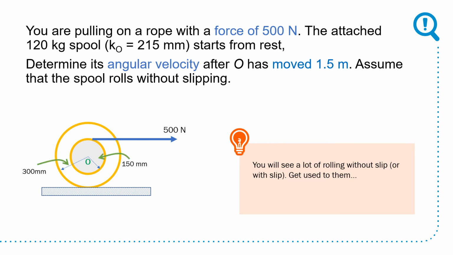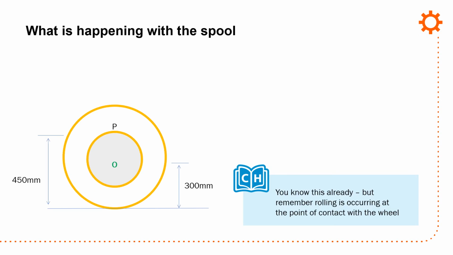300 millimeters, 150 millimeters for the two radii. What's happening with the spool? I've got O at the center, and I've got P, which is the outer side. You know this already, but remember, rolling is occurring at the point of contact with the wheel. So there it is, RP with respect to the instantaneous center, RO with respect to the instantaneous center. If I look at an instantaneous center, I can draw a triangle out, omega R or alpha R, depending on what I'm interested in. Omega R in this case is V, and in that case, I can just calculate everything.